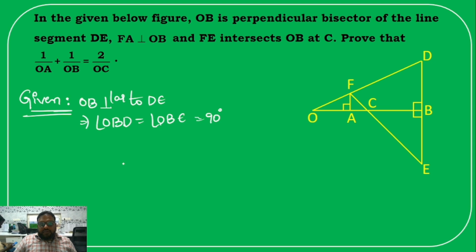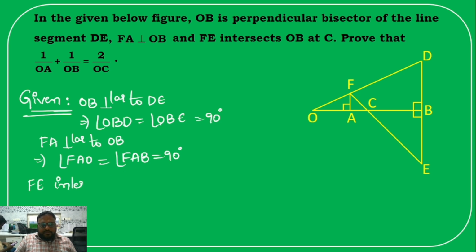This is the first one. Next, similarly, FA is perpendicular to OB. According to the figure, you can check it out. FA is perpendicular to OB, it is given for you. The meaning of this is angle FAO is equal to angle FAB is equal to 90 degrees. This is the part which is given for us. One more point is also given: FE intersects OB at C. Just write and mention here FE intersects OB at C.